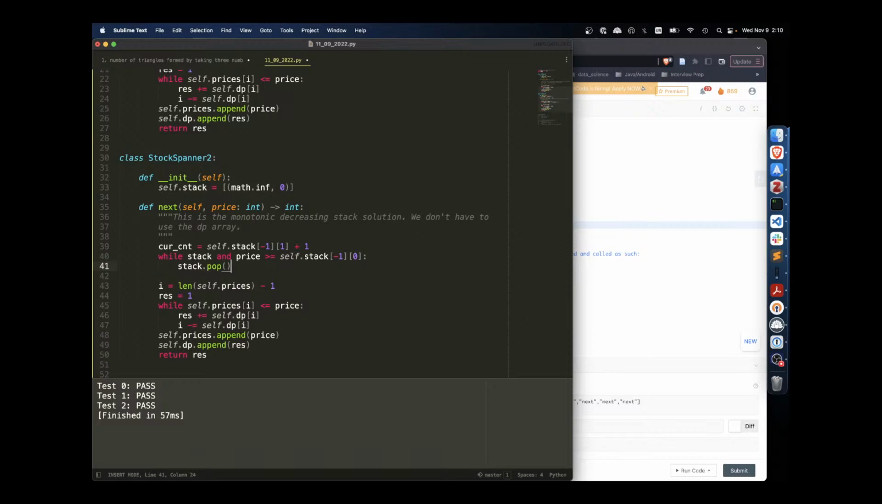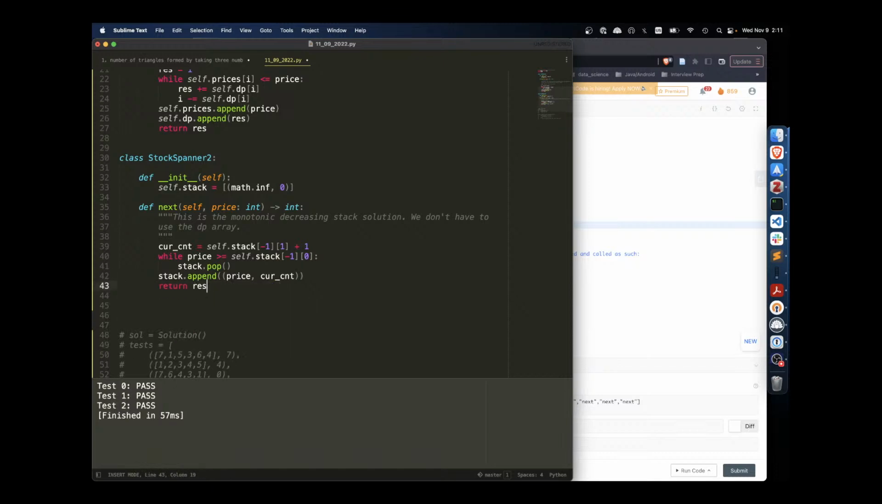Then I pop everything. The stack will always have something, because I have the infinity in there. So I say stack.append((price, current count)), and we're going to return stack[-1][1] minus stack[-2][1].